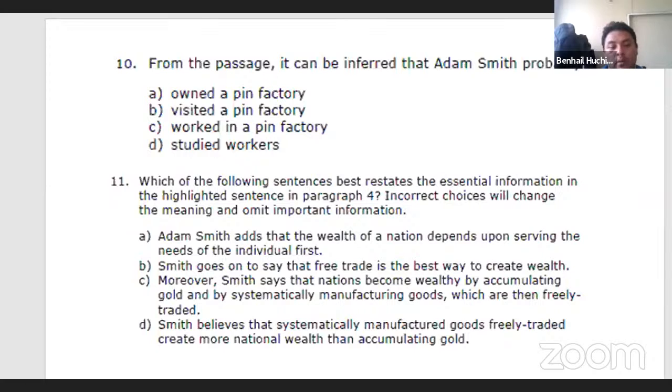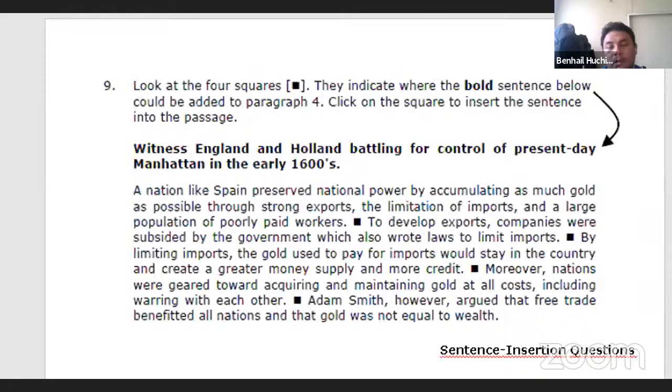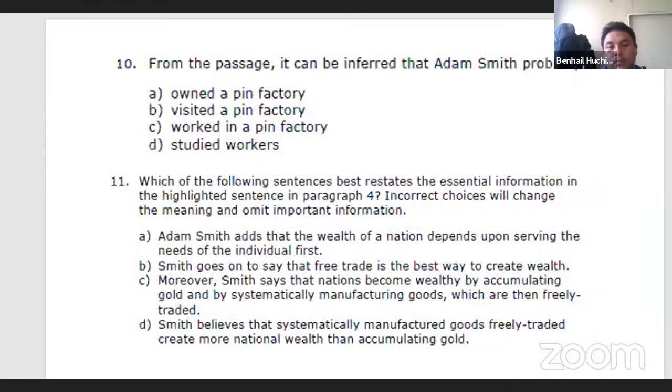So from the highlighted paragraph, which of these options summarize the ideas from the fourth paragraph? Okay, then you select.